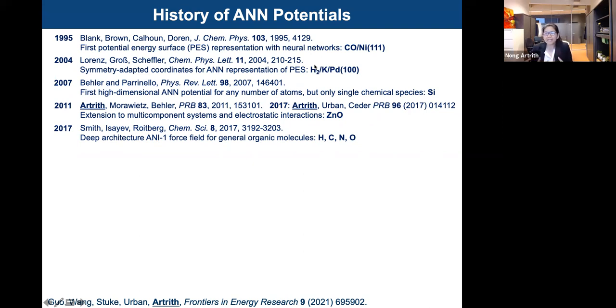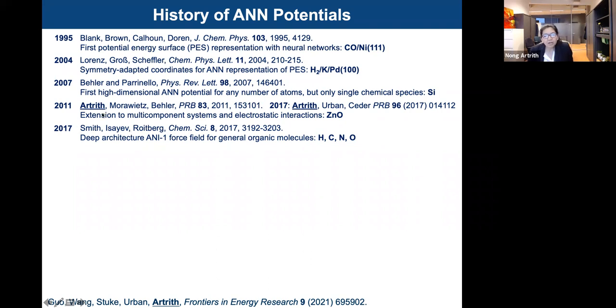It's really very complicated, right? But they developed and fitted it only for this specific system. But for the first time, in 2007, Behler and Parrinello, I think most people in this room know very well, used high-dimensional neural network potentials for any number of atoms. They discussed complex crystal structures, many different types of crystal structures, but only described a single chemical species, only silicon.